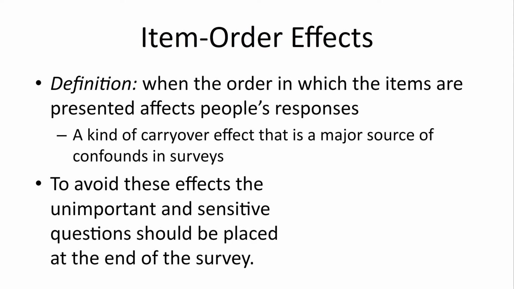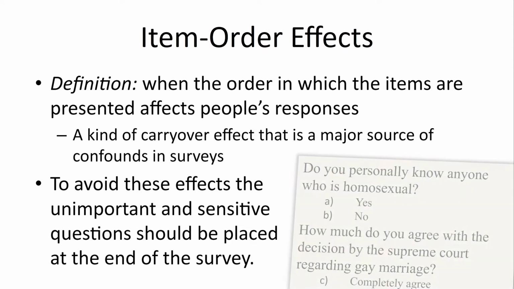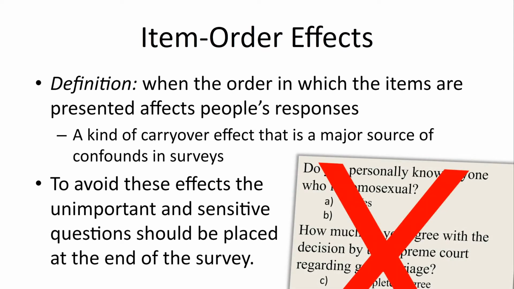So you need to try to take a lot of this stuff into consideration when you're crafting a survey. One really important thing to consider is item order. Item order effects refers to when the order in which the items are presented will affect people's responses. This is kind of like a carryover effect that's a major source of confounds in surveys. And to avoid item order effects, you should put the unimportant and sensitive questions near the end of the survey.